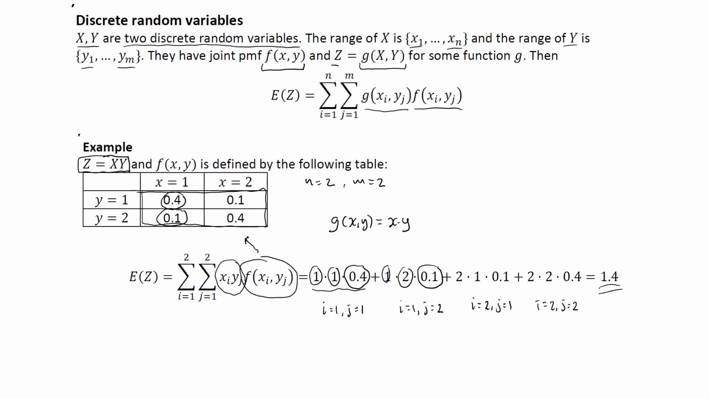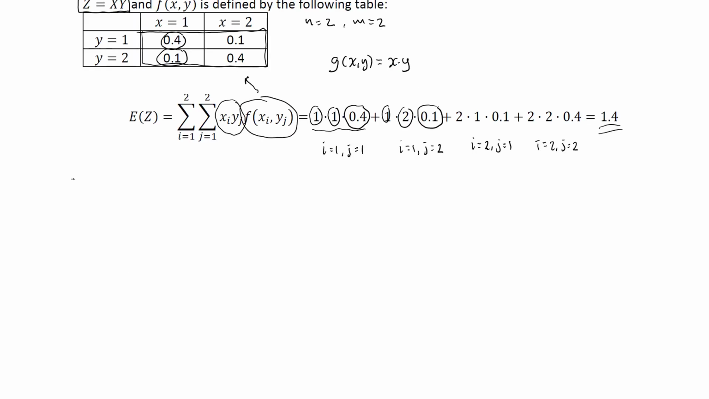There is, of course, an alternative to this method. I could instead find the entire probability mass function of z, and once I know the PMF of z, I can calculate its expected value. So let's move on to the expected value of a function of 2 continuous random variables.